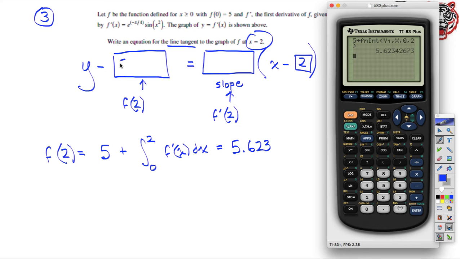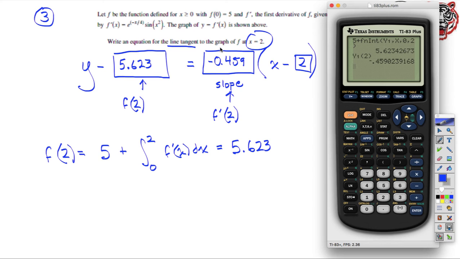So that's the number that goes in here: 5.623. And now we need to find f prime of 2. How are we going to do that with our calculator? Just do y1 of 2. Exactly, so Vars right, enter, enter, y1 of 2. Plugged in 2, and that's going to be negative 0.459. And we're done. That's our equation. We don't need to do anything else to this equation.